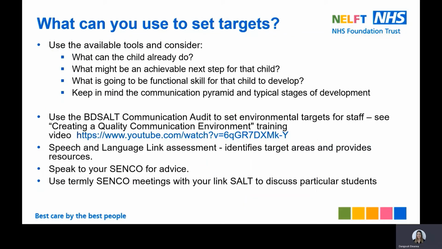So what can you use to set targets? Use the available tools and consider what can the child already do? What might be an achievable next step for that child? And what is going to be a functional skill for that child to develop? It is important to think functional skills to target. These could include social, academic, or basic skills, such as getting one's needs met. For example, asking for help or clarification, or being able to initiate interactions with your peers.